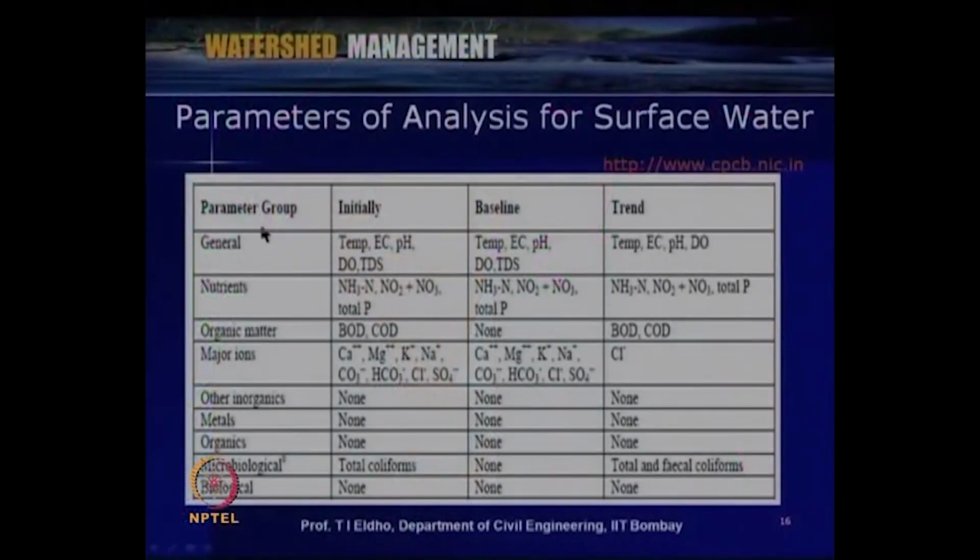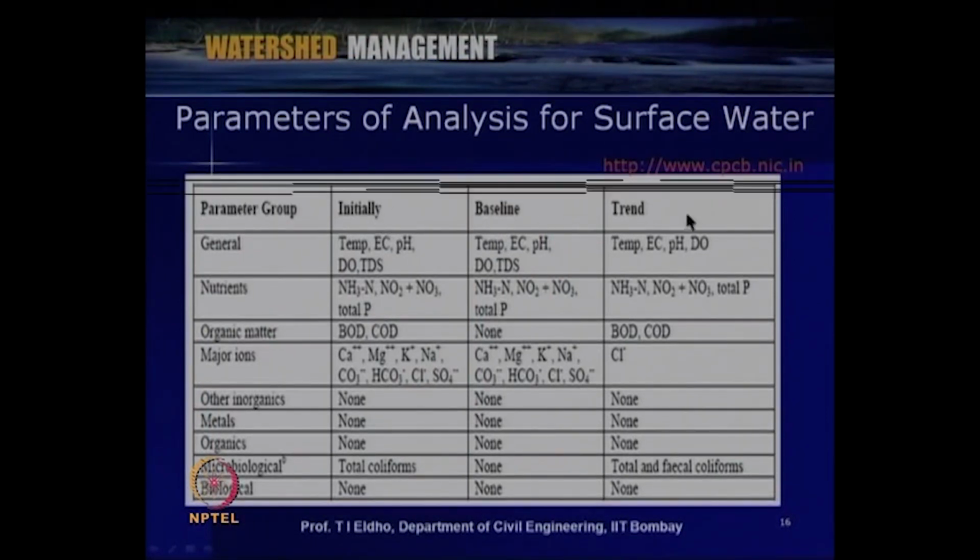Now, in this slide, consider the parameter analysis for surface water. Here again the parameters are grouped, with the various parameters for baseline or trend. Generally, we check temperature, electrical conductivity, pH, dissolved oxygen, and total dissolved solids for all. Then for nutrients, initially or baseline, and trend. And for organic matter, initially we have to check BOD, COD, and then again for trend, BOD, COD.